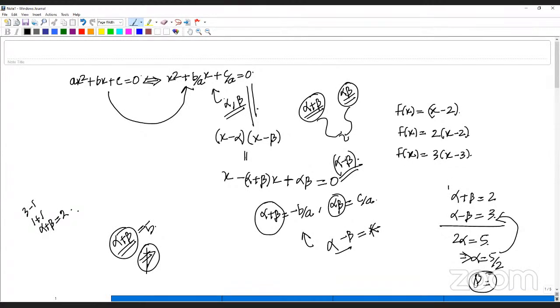But if you know only the value of alpha plus beta, then you cannot conclude anything. See, if you just pick alpha equal to, from the first equation, alpha plus beta is equal to 2, then you can get alpha equal to 1, beta is also 1, but this is incorrect, right? Because you don't know what is the value of alpha minus beta. So you cannot take whatever you want.